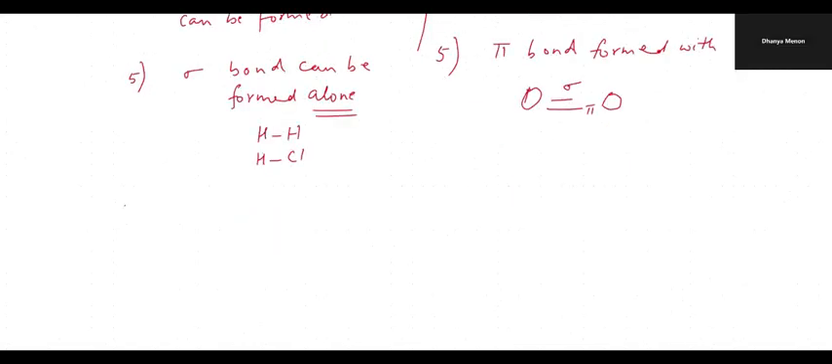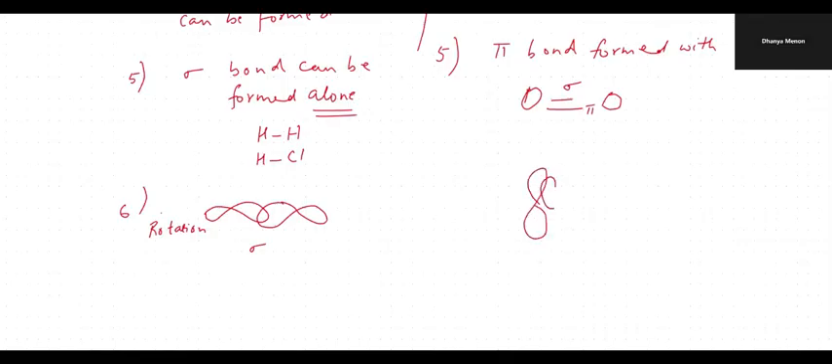And in sigma bond, the rotation about the sigma bond is possible. But in case of pi bond, the rotation is restricted. So rotation about the pi bond is restricted. It's not possible. It is very difficult.